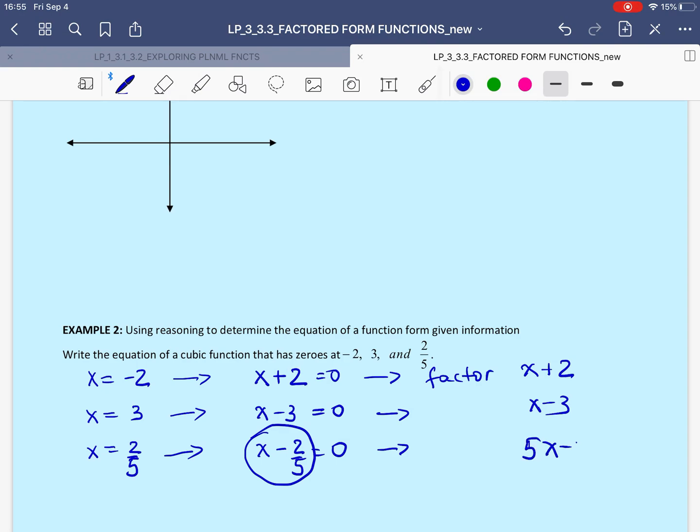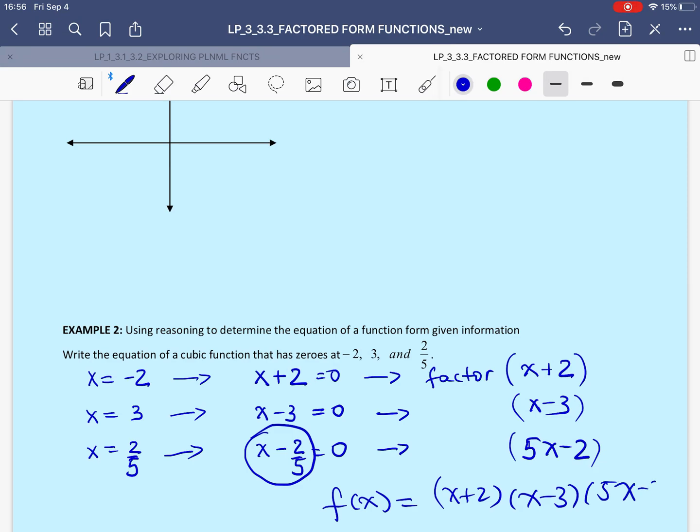X minus 2/5 will actually be 5x minus 2, because we don't like to use rational coefficients in a polynomial function, and very often you will be asked to write the equation with integral coefficients, which means that the coefficient of each term must be an integer and not rational, not a fraction. So these are all three factors, and I would say that the cubic function must have the factors x plus 2, x minus 3, and then 5x minus 2.